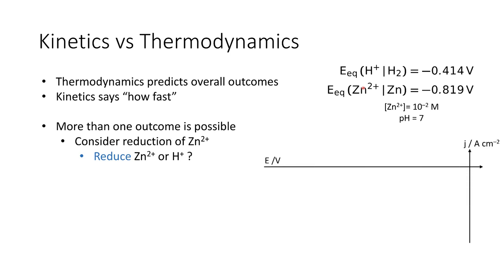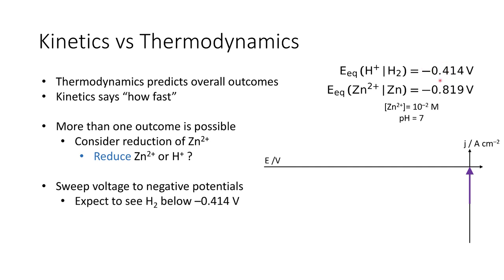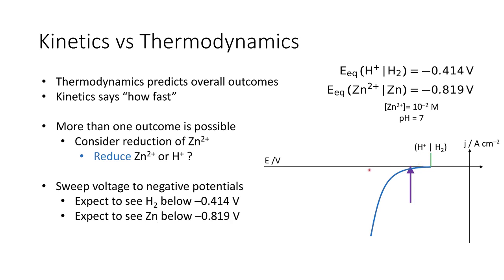If we look at the current voltage curves again, and we think about sweeping our voltage to negative potential, so we start our voltage at 0 and we drive it to negative voltages, we would expect to see hydrogen evolution happening once we get to a potential of minus 0.414 volts. So as we come into this region here, we start to apply the overpotential, and we would expect to start seeing hydrogen evolution, while we would expect to see zinc if we drive it further past the zinc electrode potential.